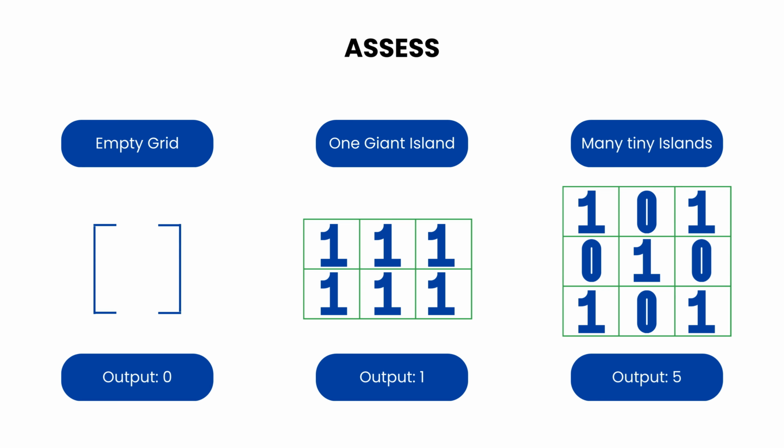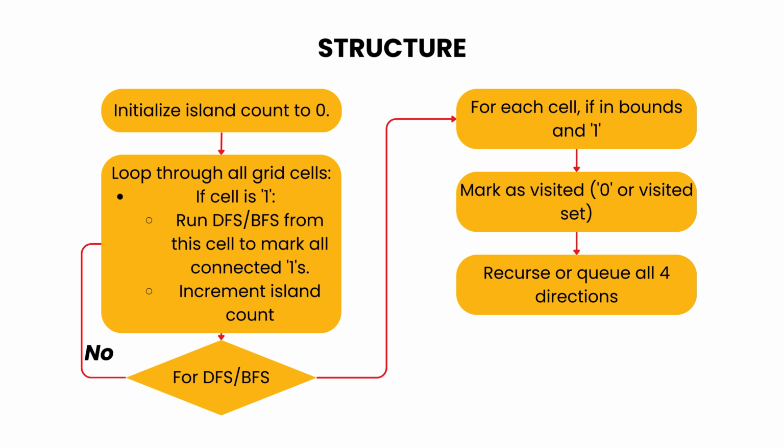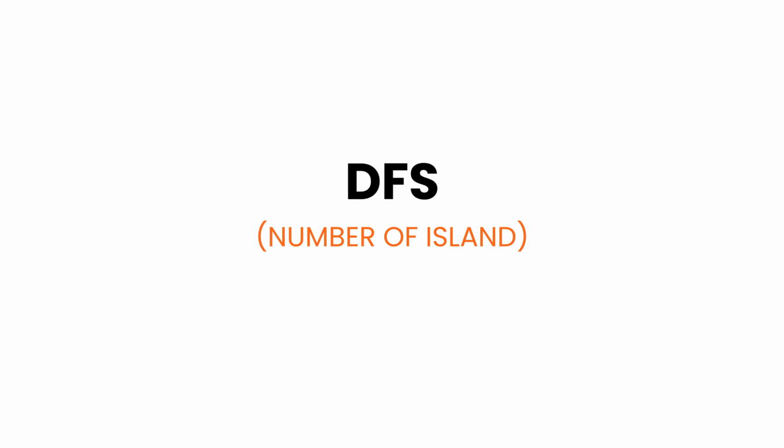Edge cases: empty grid, return 0. One giant island should count as 1. Many tiny islands, single cells, count each. Initialize island count to 0. Loop through all grid cells. If cell is 1, run DFS/BFS from this cell to mark all connected ones. Increment island count for each DFS/BFS. For each cell, if in bounds and 1, mark as visited, 0 or visited set. Recurse or queue all 4 directions. Return island count.